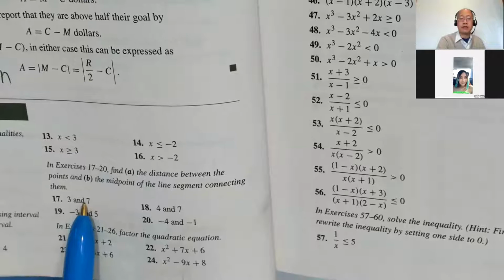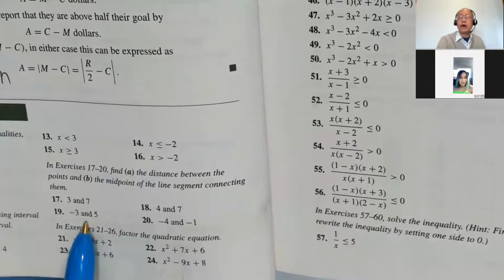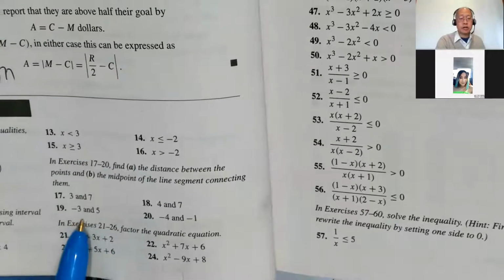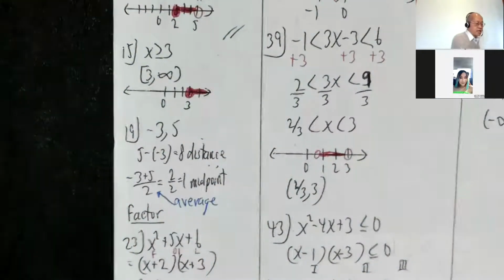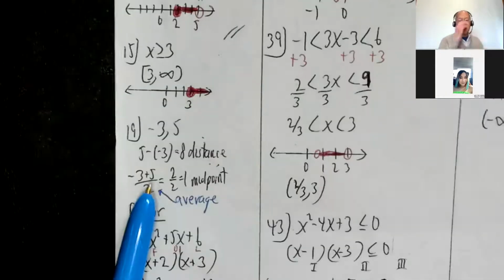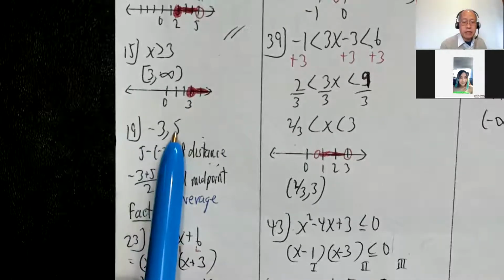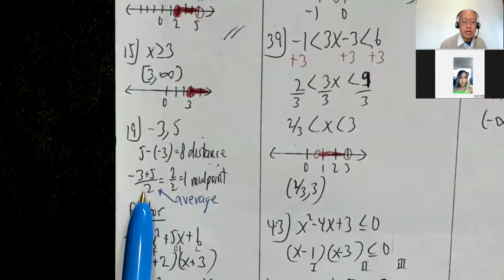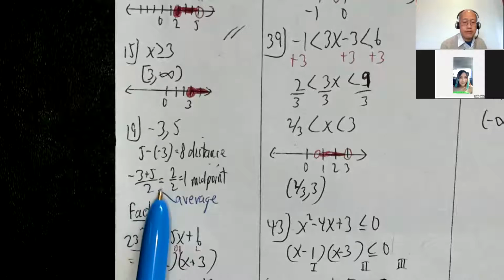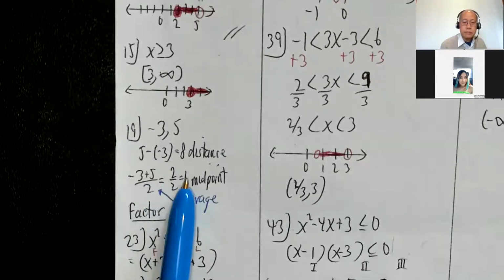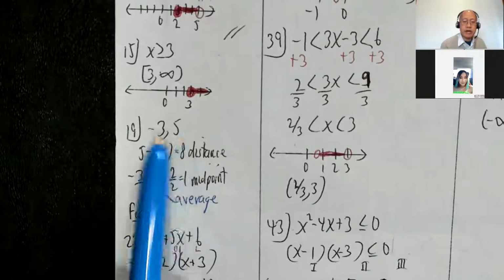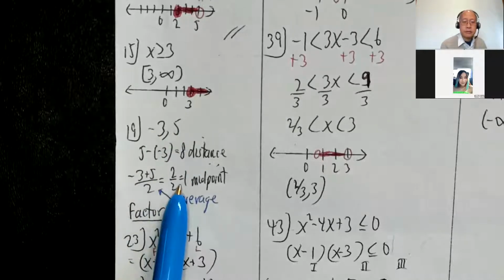30 divided by 2, 15, right? So I average. You average the two numbers. So for the midpoint, you just average it. So I add them up and divide by 2. So -3 plus 5, and divide that by 2. So 2 divided by 2, 1. So the midpoint between -3 and 5 is 1.